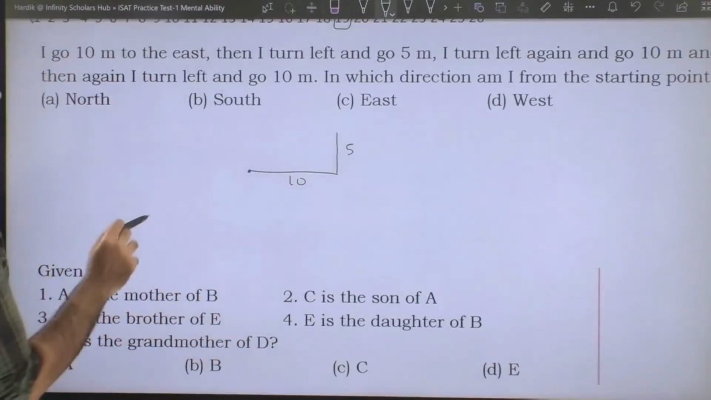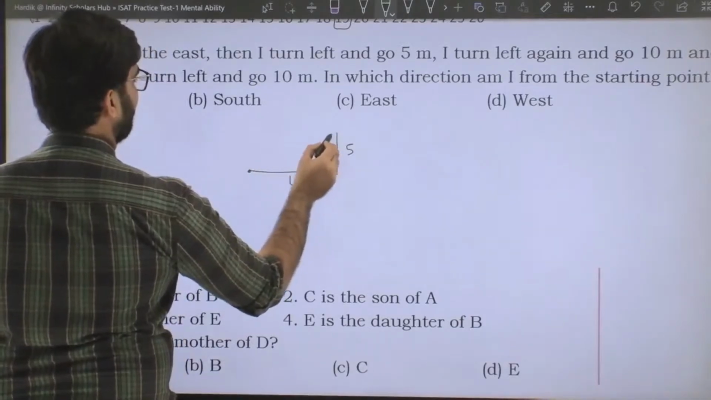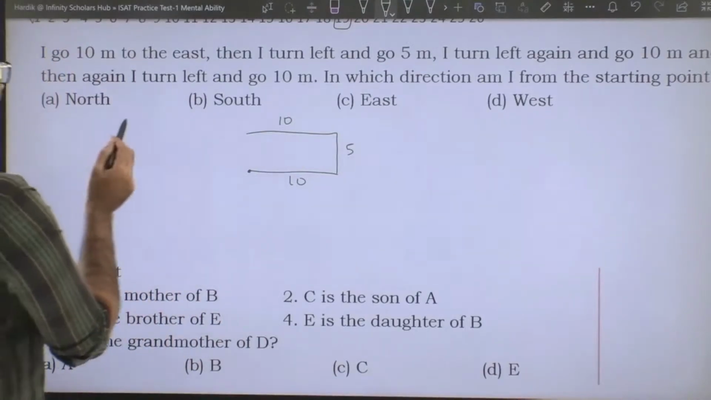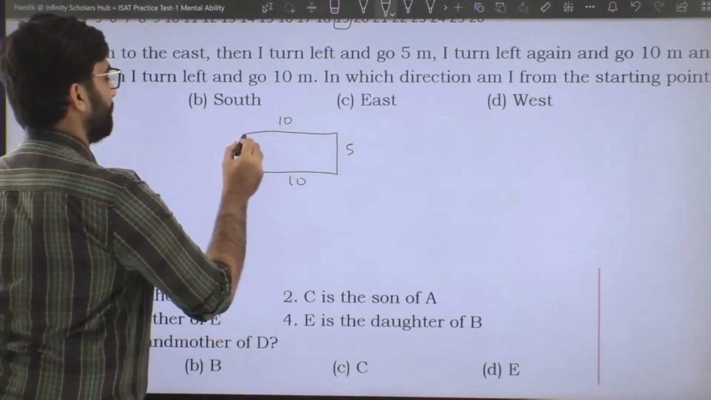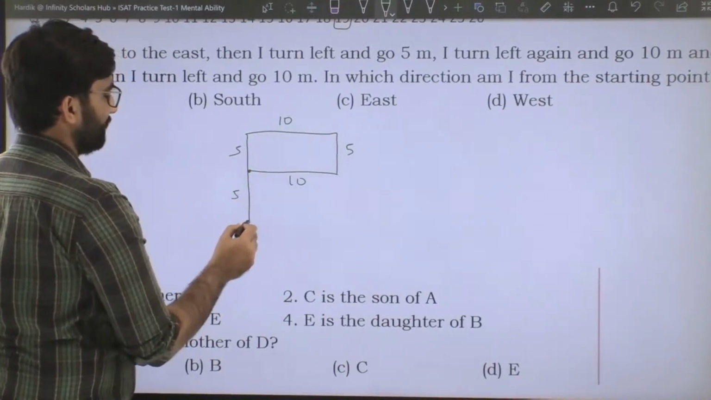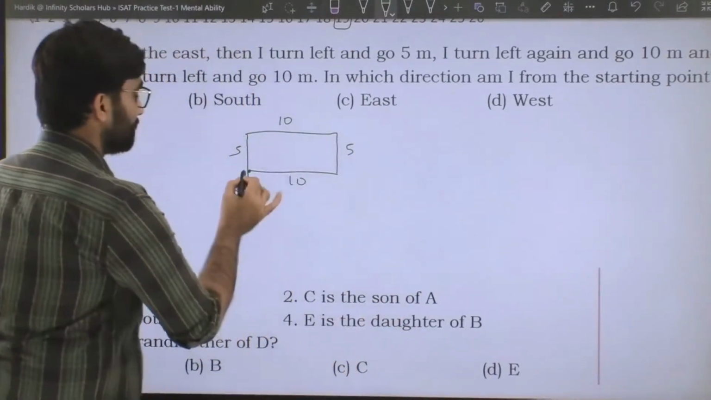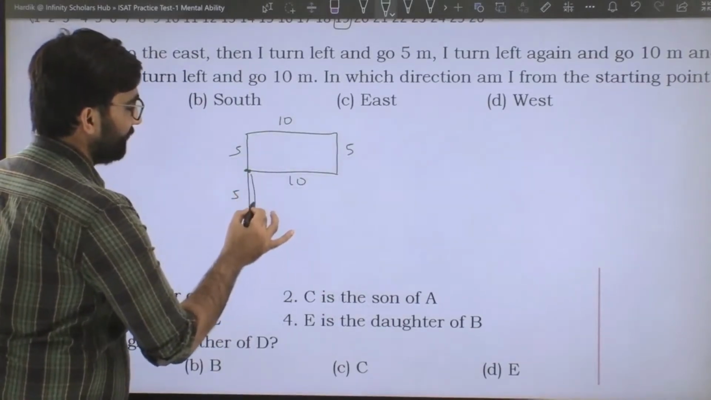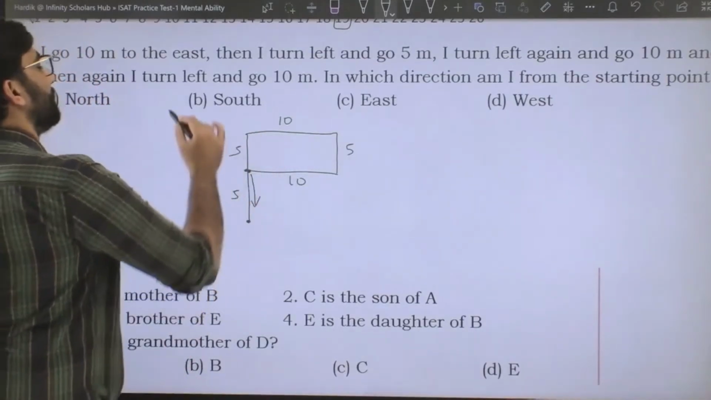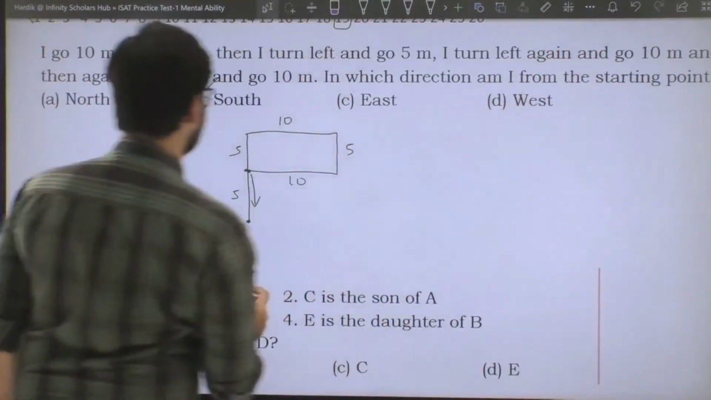Then I turn left again and go 10 meters. So I'm turning left and traveling 10 meters. So this is 10. Okay, and then again I turn left and go 10 meters. So from here I am again turning left and going 10 meters. So we know that this is 5, so this will also be 5. So right now I am here. Okay, so in which direction am I from the starting point? So this was my starting point. So I am in the south direction from the starting point. So the correct answer over here was B, south.